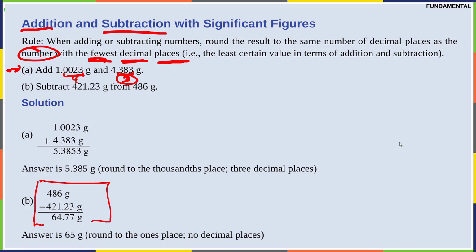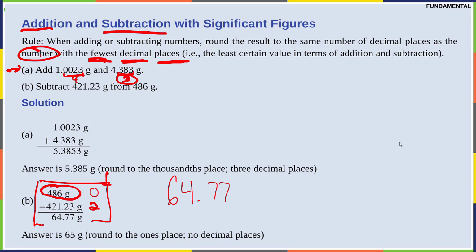So you plug that in and it tells you 64.77. But here's the problem, right? You have to look at the original number with the fewer decimal places to the right. And so in this one, 486, right, you have 0 numbers to the right of the decimal. And in 421.23, you've got 2 numbers to the right of the decimal. So obviously the smaller number is the 0.